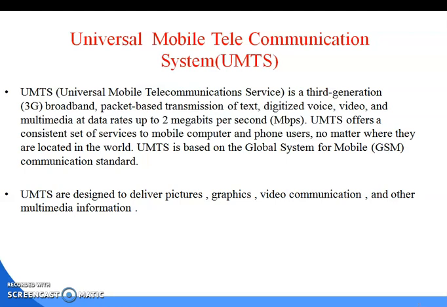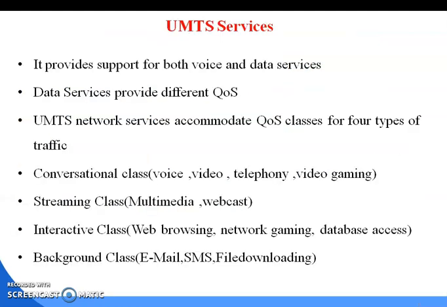So Universal Mobile Telecommunication, UMTS, is a broadband service, with packet-based transmission of text, digitized voice, video, and multimedia at data rates up to 2 megabits per second. UMTS offers a consistent set of services to mobile computer and phone users, and UMTS is designed to deliver pictures, graphics, video communication, and other multimedia information.